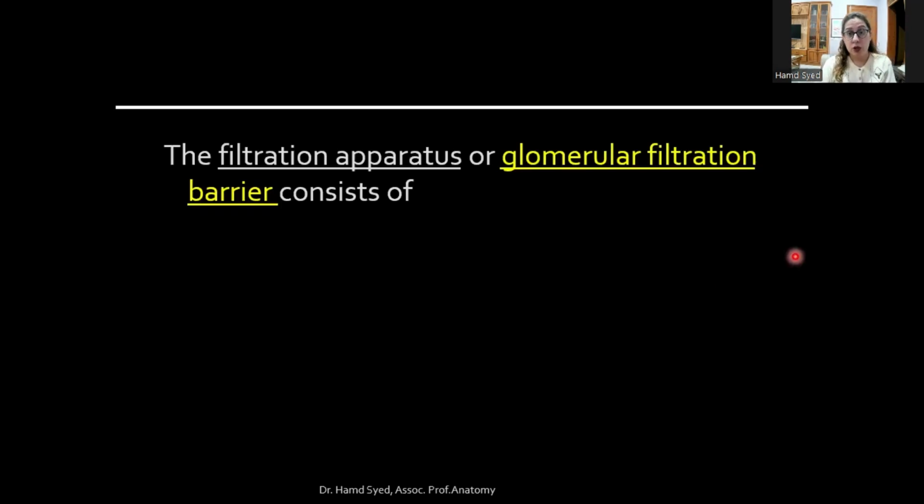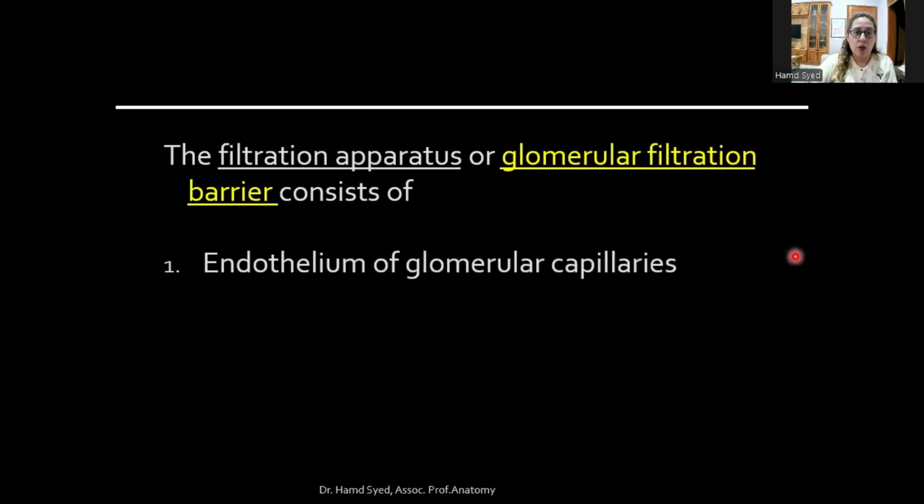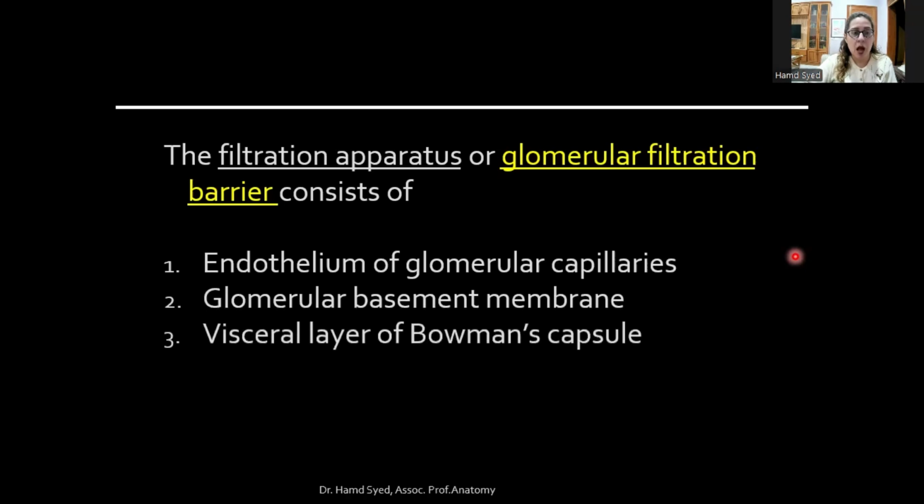Now, what is the filtration apparatus? Well, the filtration apparatus is also known as the glomerular filtration barrier. This consists of three components. Number one, the endothelium of glomerular capillaries. Number two, the glomerular basement membrane. And number three, the visceral layer of Bowman's capsule.